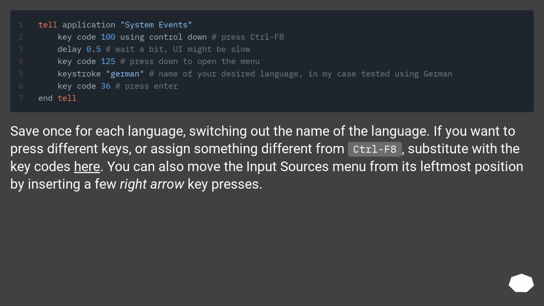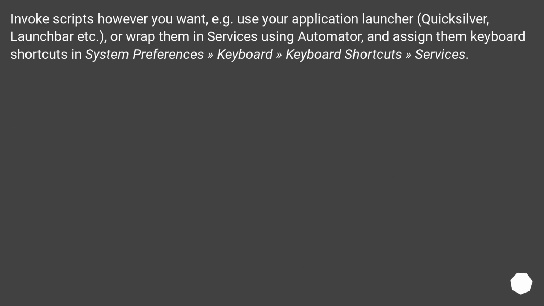If you want to press different keys, or assign something different from Ctrl F8, substitute the key codes here. You can also move the Input Sources menu from its leftmost position by inserting a few right arrow key presses. Invoke scripts however you want, for example use your application launcher, Quicksilver, Launchbar etc., or wrap them in services using Automator, and assign them keyboard shortcuts in System Preferences, Keyboard Shortcuts, Services.